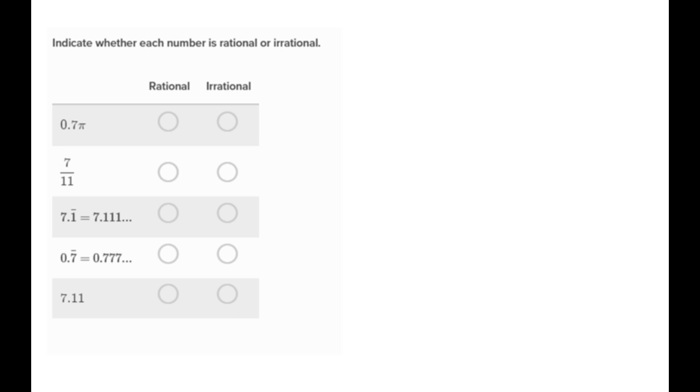0.7 pi, because it has the pi in it, it is irrational. 7/11 is rational. Number 7, that's a repeating decimal. That is rational. 0.7, repeating decimal, and terminating decimal. Okay, so the only one there that is irrational is the one with the pi.